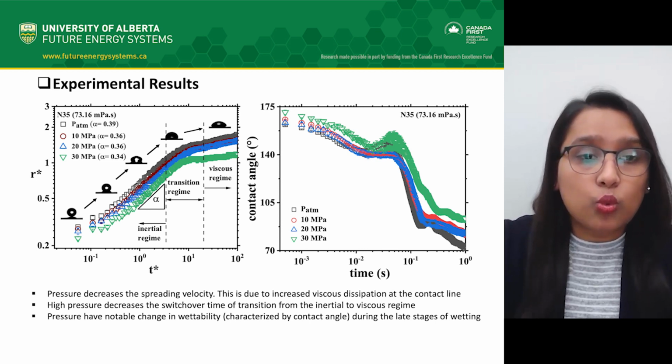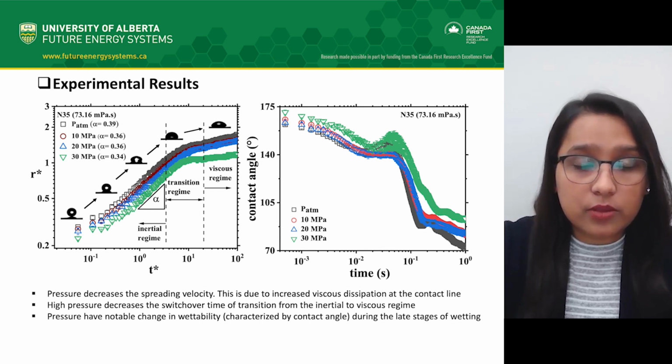In the future, we plan to further analyze this unique spreading behavior at the early time using different surrounding temperatures. Additionally, we will conduct molecular dynamics simulations while considering pressure effects to understand this phenomenon at the nanoscale.